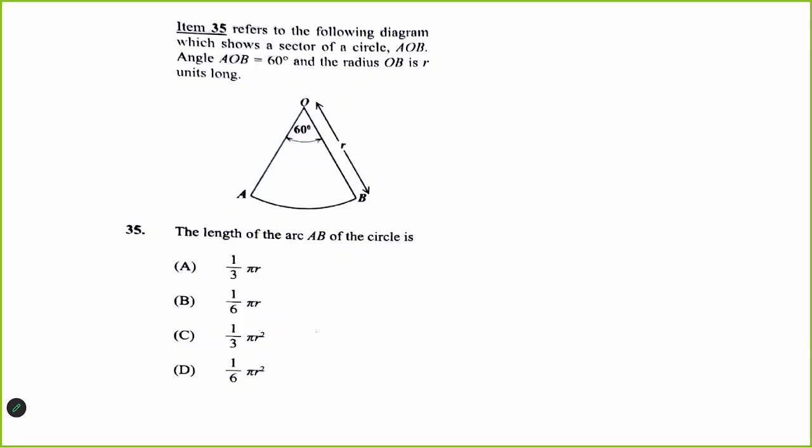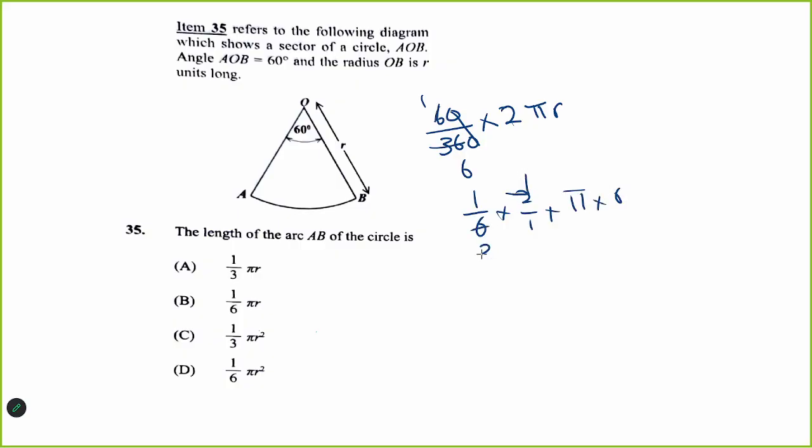Alright, this one here: the length of the arc AB of a circle. It would be 60 over 360 times... no, hold on, length of an arc has nothing to do with r squared. It's times 2 pi r. So 2 pi r would be 1 over 6 multiplied by 2 over 1 multiplied by pi multiplied by r. So it's a third pi r. A third pi r, which is E.